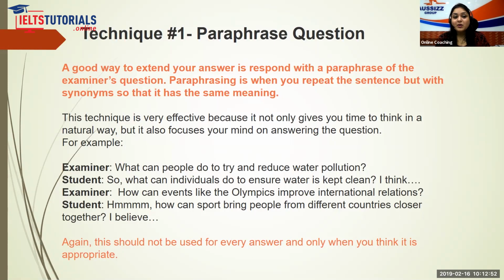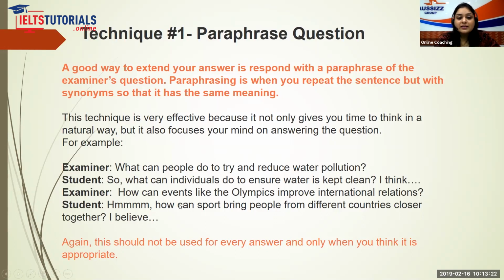I think now that he's asking you a question, what can people do to try and reduce water pollution, right? So you can start your answers like people, you can replace your word with individual to ensure water is kept clean. Okay, how can events like Olympic improve international relations? How can sport bring people from different countries closer together? Like improve international relations means different countries closer together. So this is the way.